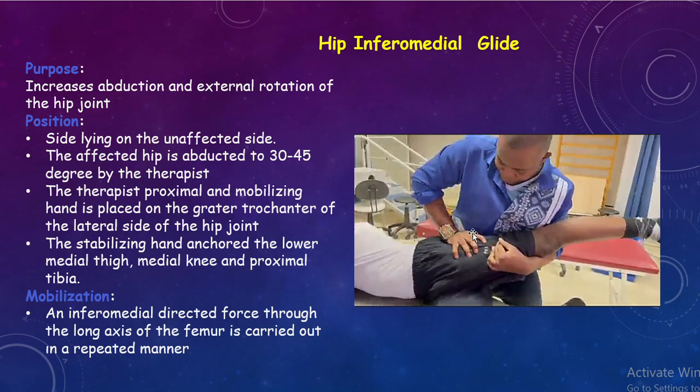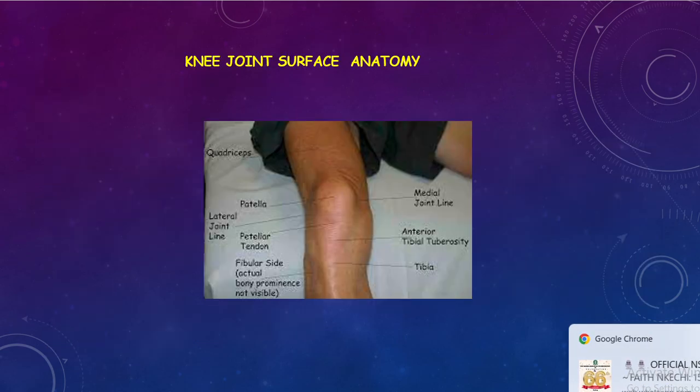Now, what the patient stands to gain: pushing inferiorly is like adduction. So considering converse rule, that will produce abduction. And because there's internal rotation, the patient is going to gain external rotation. So this particular movement will give the patient opportunity to increase abduction and external rotation. Okay, so that is hip inferior medial glide.